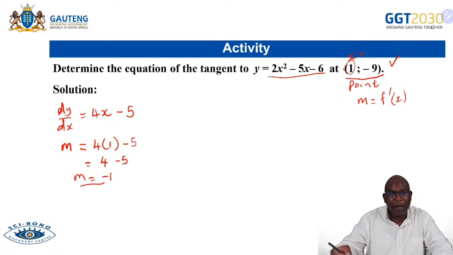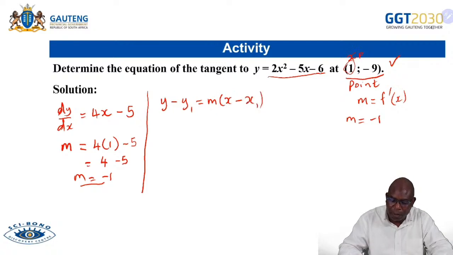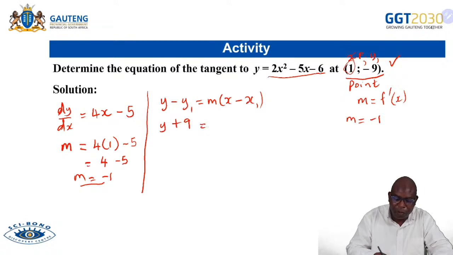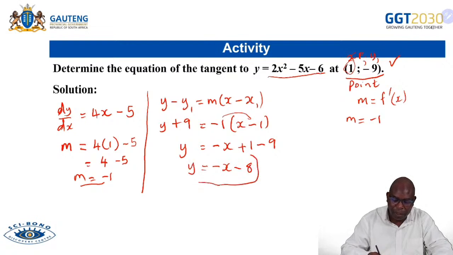So now I have the gradient and I've got a point. My gradient is negative 1. What do I need? I need the equation of this line. So I'll get y minus y1 equals m into x minus x1. My point there will be x1 and y1. Just substitute. So I'll have y plus 9 equals, what is my gradient? Negative 1. What is my x1? It's 1. So now I'm going to have y equals negative x plus 1 minus 9, because I've already multiplied this one and that. So I'll get y equals negative x minus 8, that is my equation of the tangent.